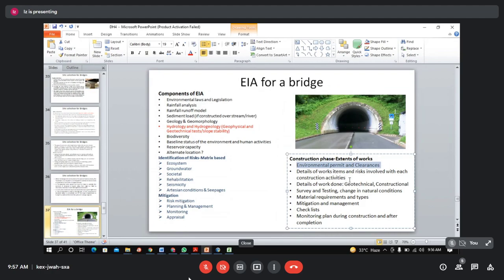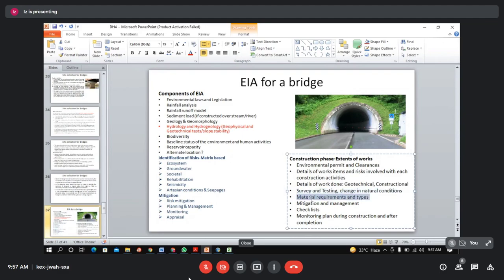Details of work items and risk involved in each construction activity. Details of work done, geotechnical, constructional, survey and testing, change in natural condition. Change in natural condition means, for example, if excavation is required, how much volume of excavated material will be generated. The natural veneer, the natural layer of soil or unconsolidated sediments that is being excavated, right? Will it be used within the project area, or do you need to dump it somewhere? For that you need to have a clearance as well.